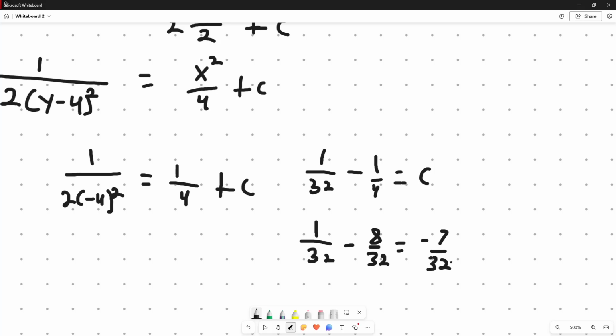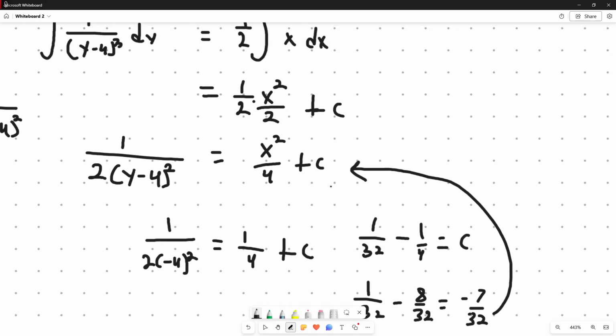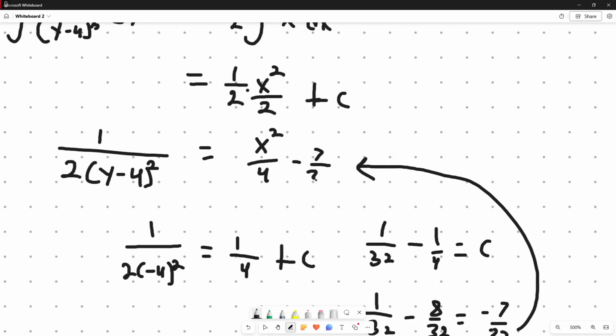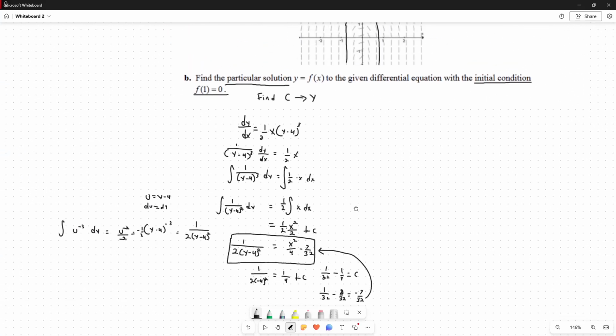Let's make sure. Let's plug that into the calc. So you get 1 over 32 minus 1/4. Yep. So we got our c, and then we just plug that back over here. So I'm just going to get rid of this. Minus 7 over 32. So this should be your answer, and that's really it.